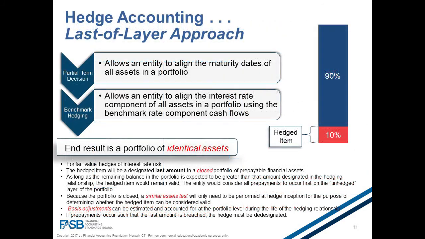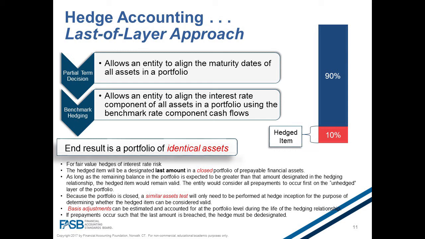So for the hedging of financial risks, the board's decisions make it easier to hedge portions of portfolios of financial assets. For example, the portion of prepayable assets they don't think will be prepaid. Previously, this was really difficult or probably nearly impossible. Shane, can you explain that concept further, the hedging of prepayable assets?